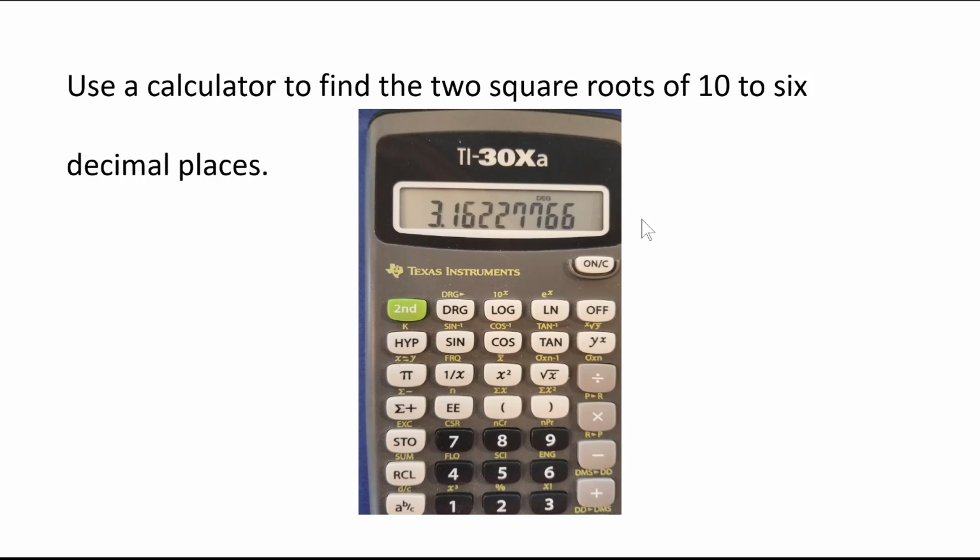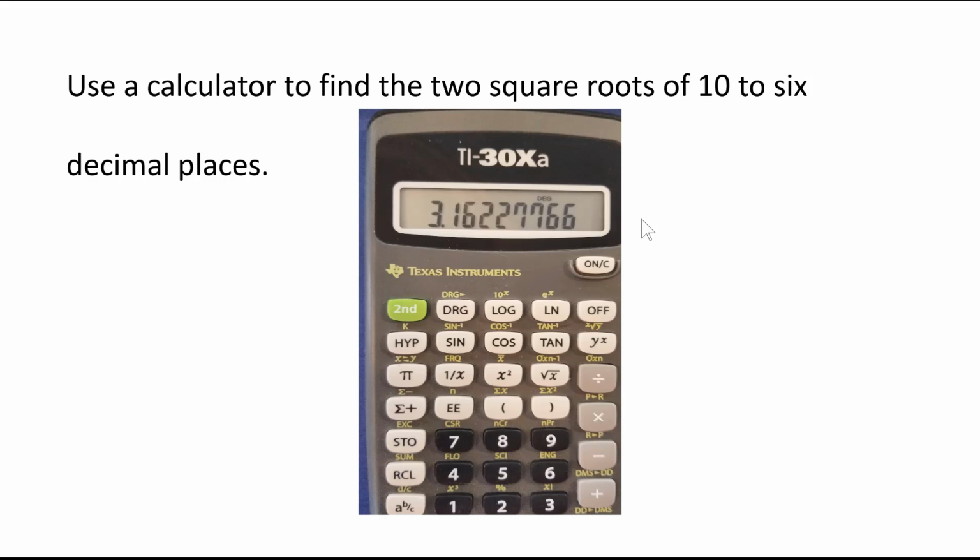All right, so that square root of 10, the positive square root, is 3.162277766, and so on. It doesn't repeat, but it just keeps on going. But your calculator just gives you that many decimal places, and you want to round it to 6 decimal places. So you want 6 digits to the right of the decimal place. So you're going to have 3.162278, because the 7th decimal place, the 7th digit, is 6, which is greater than 5.